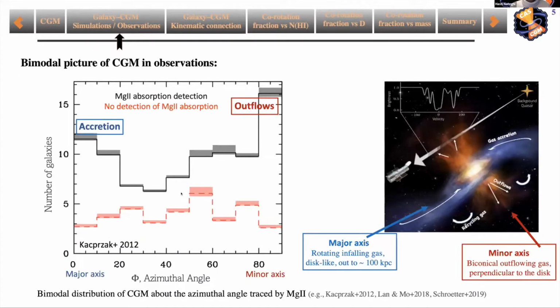Furthermore, observations also imply that the halo gas is not isotropically distributed around the galaxies. Using a sample of magnesium II absorption, Capsock et al. showed that there is a bimodality in the distribution of CGM around the galaxy, where most of the gas can be found along the major and minor axis, where we expect to see accretion and outflows.